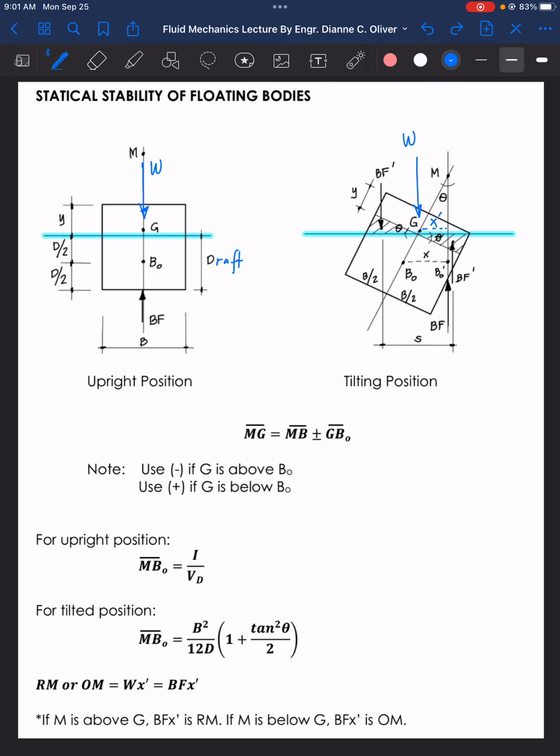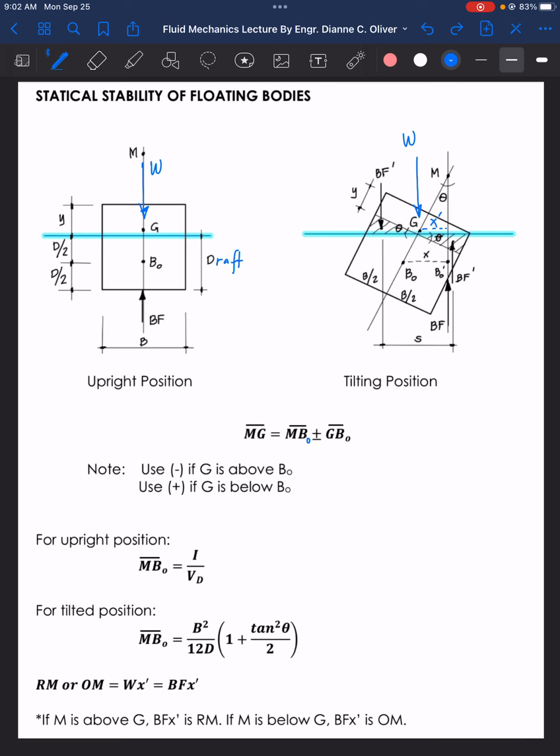The distance from the metacenter, this M, to the center of gravity of the body, G, is called the metacentric height. So MG is the metacentric height of the body. The line MG is equal to MB, so M to the base, plus or minus GB sub O. So this is our GB sub O here. Okay, so that is our metacentric height.